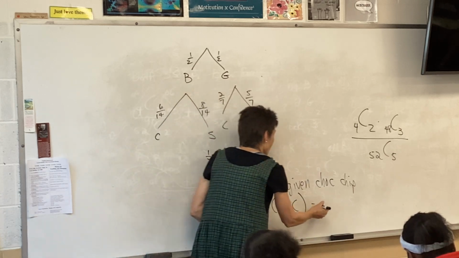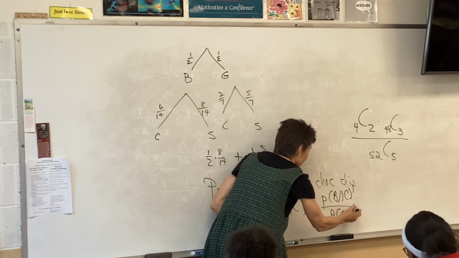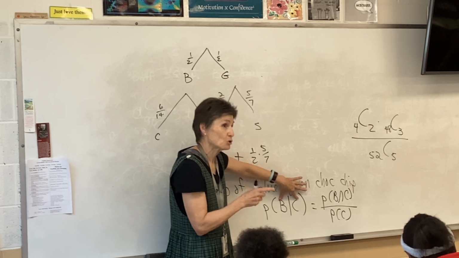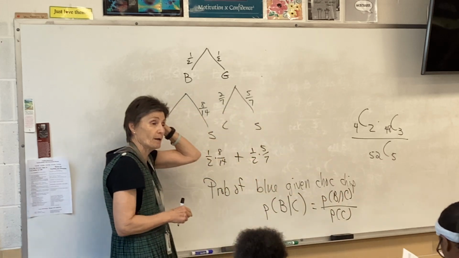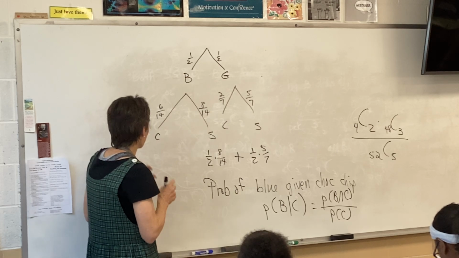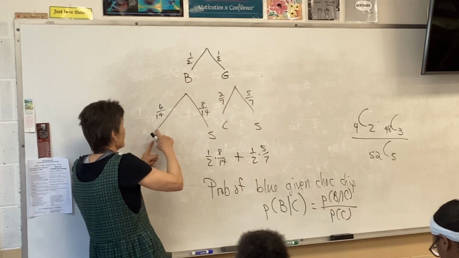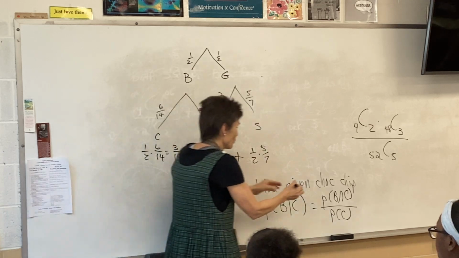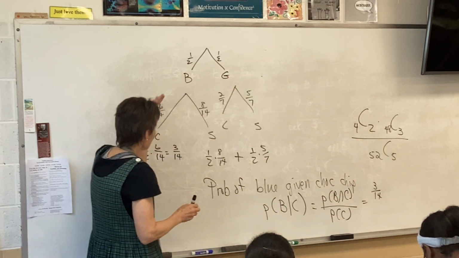And that is the probability of both divided by the probability of chocolate chip. So the probability of blue and chocolate chip, divided by the total probability of chocolate chip. Now, blue and chocolate chip would be right here. So that would be 1/2 times 6/14. That's 3/14. So your numerator is 3/14, blue and chocolate chip.